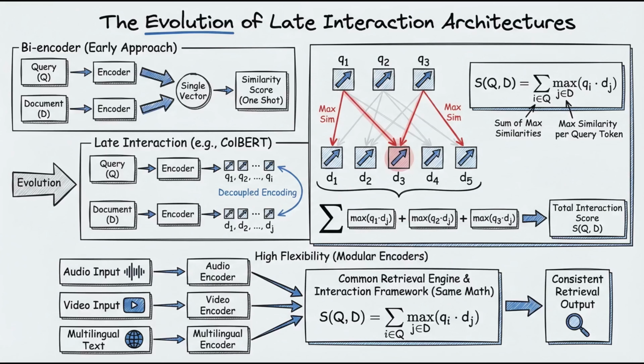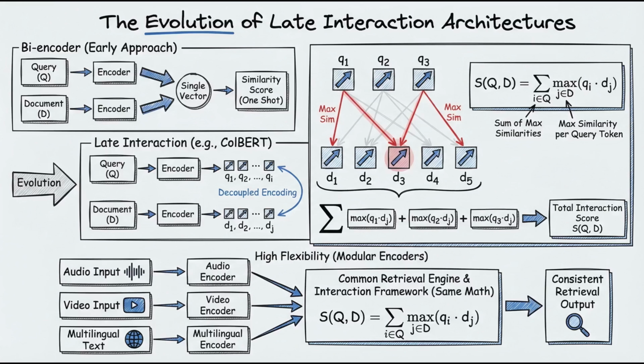To understand how this works, think of both the query and the document as collections of individual points in a shared mathematical space. We represent a query as a set of embeddings and a document as another set of embeddings. To find the relevance score, we use what's called a maximum similarity operation. For every single element in the query, we scan the document to find the most similar counterpart, and then we add up those highest scores to get our final total.